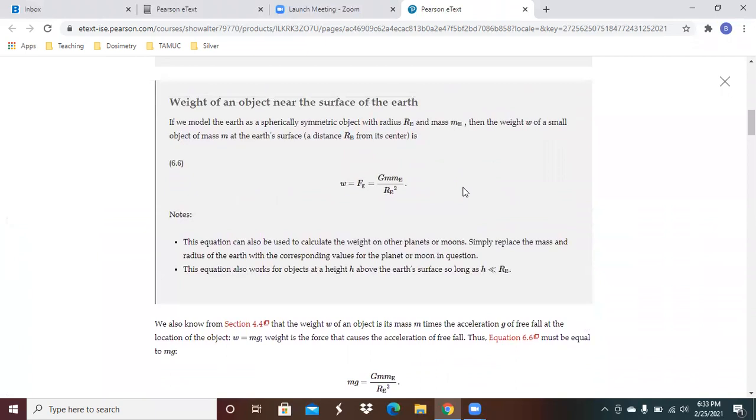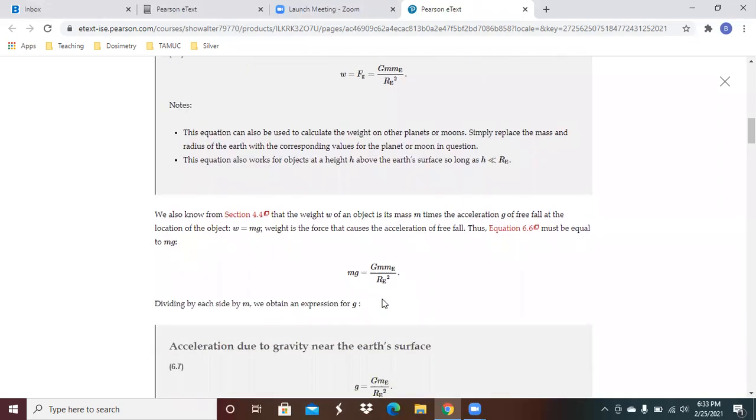So if you look at the weight of an object near the surface of the Earth, if we model the Earth as a spherically symmetric object, which physicists are known to do, with a radius r sub E and mass m sub E, the weight of a small object of mass m at the Earth's surface is going to be given by this particular formula. And that's an extension of what we've just seen.